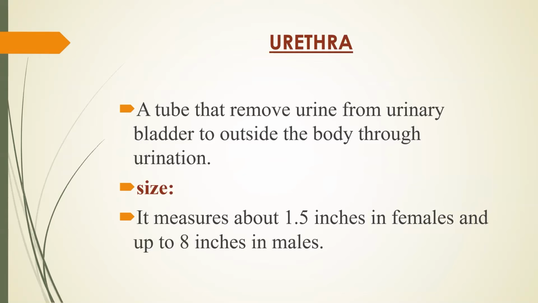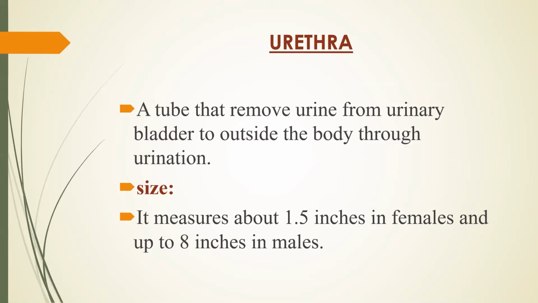The last part of the urinary system is the urethra. The urethra is a tube, and its function is to remove the urine from the bladder to the outside of the body. The urethra is a thin fibromuscular tube that begins at the lower opening of the bladder and extends out of the body. Its size is different in males and females.